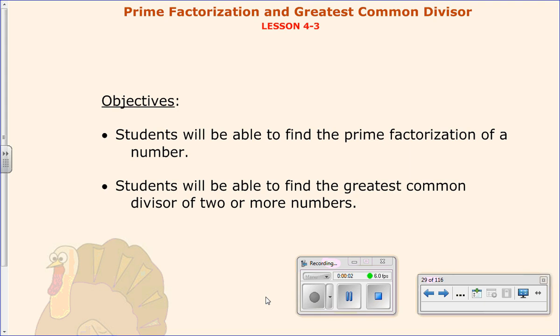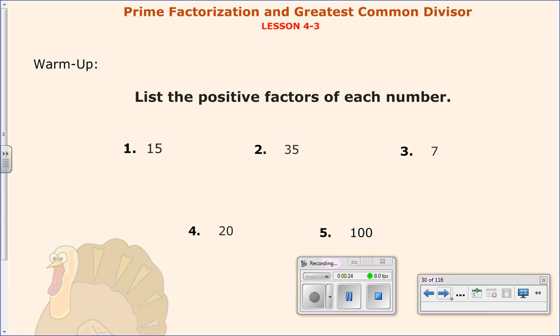Hello, 7th graders, and tonight we're going to look at lesson 4-3 on prime factorization and greatest common divisor. In tonight's lesson, there are two objectives. First, you will be able to find the prime factorization of a number, and secondly, you will be able to find the greatest common divisor of two or more numbers. So let's go ahead and get started.